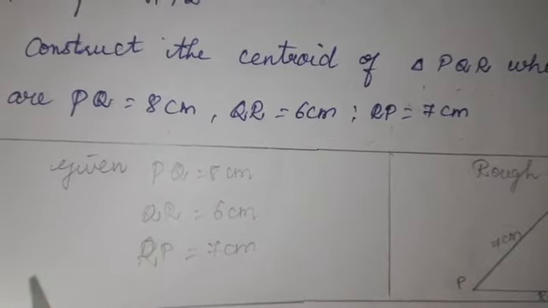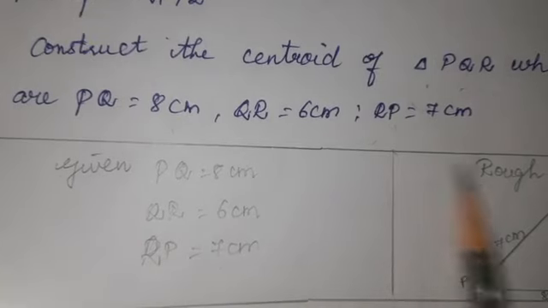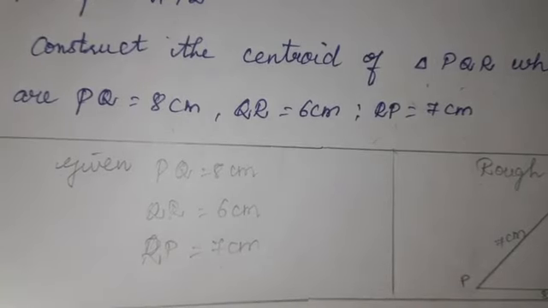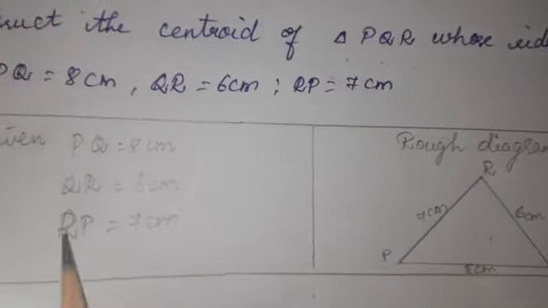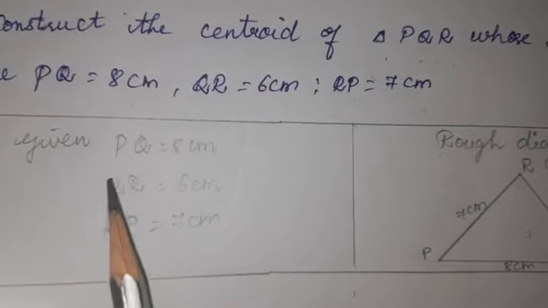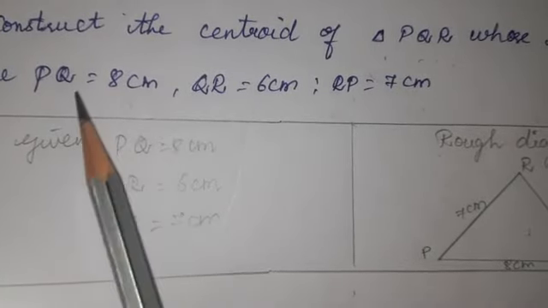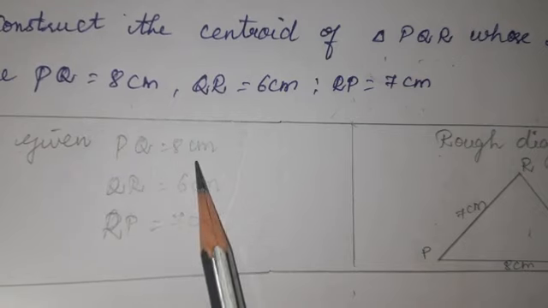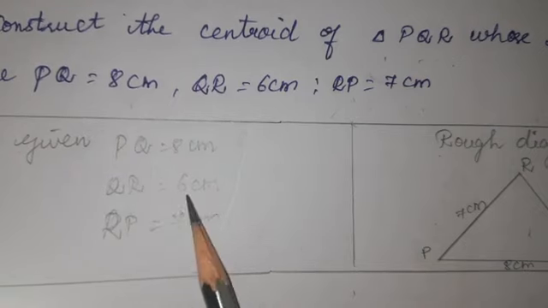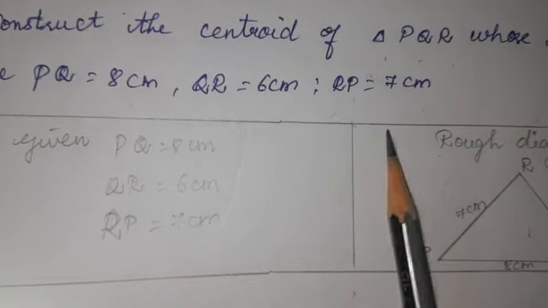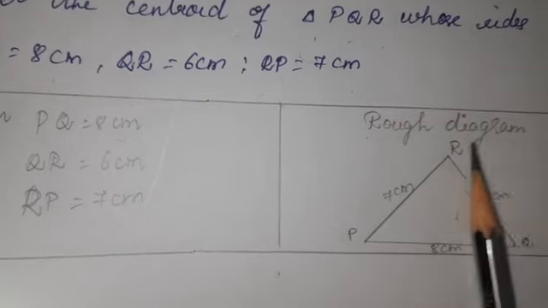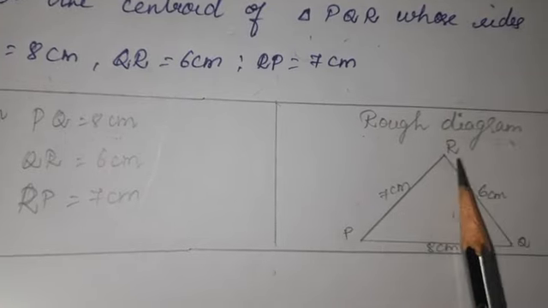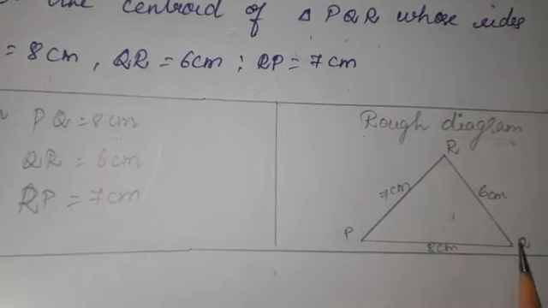Whenever you are drawing the geometry, first you should draw a line like this and divide the page. One part is for the given, another for the rough diagram. First, with a pencil only, you should write the given. See the question: PQ is equal to 8 cm, QR is equal to 6 cm, RP is equal to 7 cm. Then with a pencil you should write rough diagram and draw a triangle. One triangle is enough for the rough diagram.